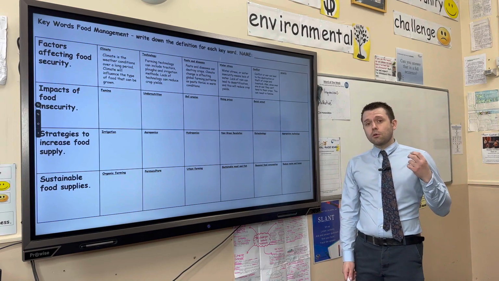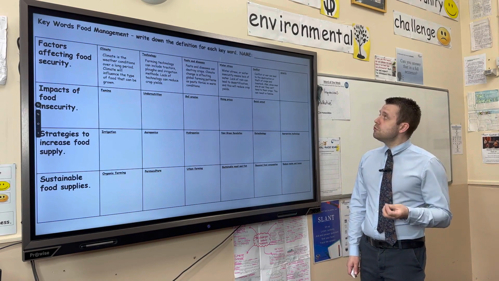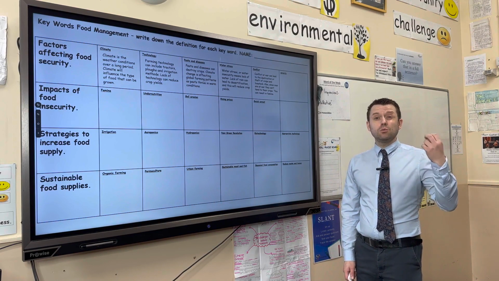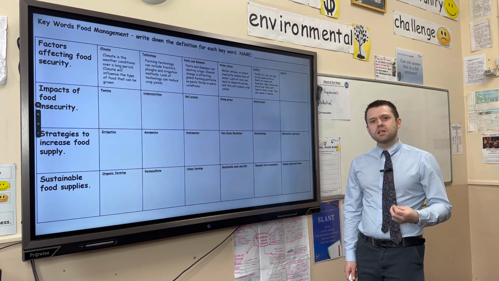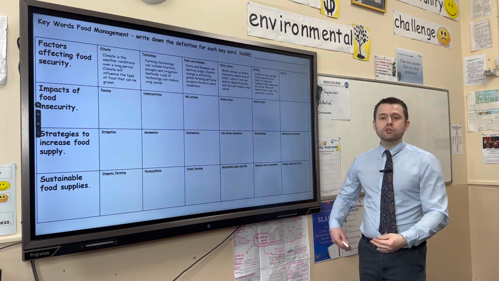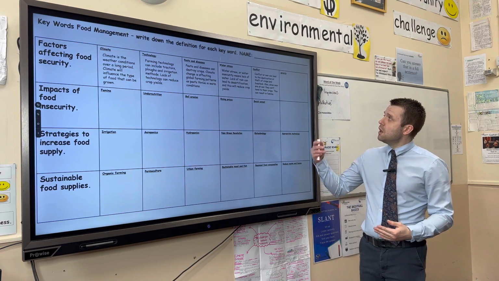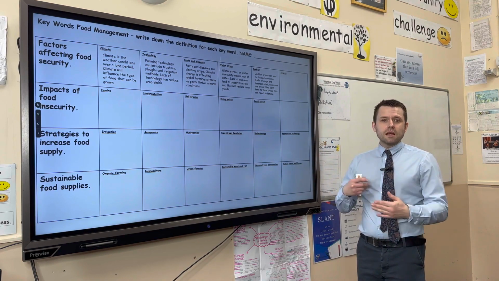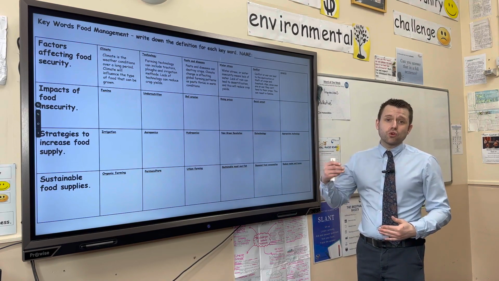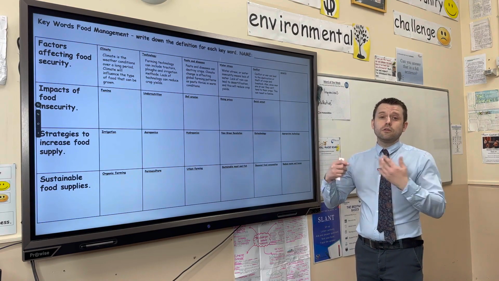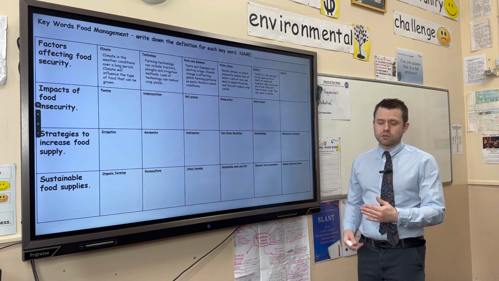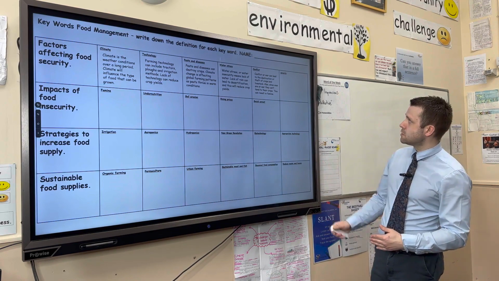Conflict. So, conflict or war. During wars, men who would typically be farming in the LICs or NEEs are fighting a war, so there's less food produced. And also, the enemy know very well that if they destroy your crops, you're going to be hungry, you're not going to fight as well. So, during wars, crops are often targeted.